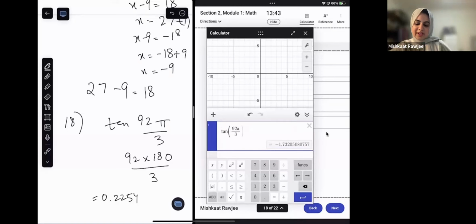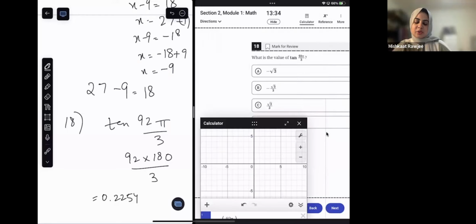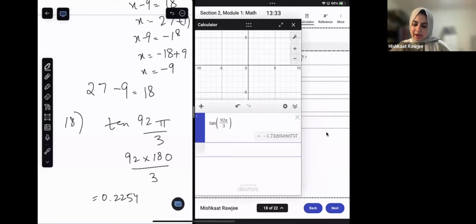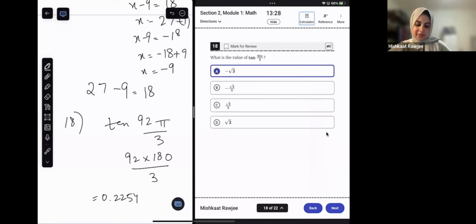Great. It's negative 1.732. So root 3 is 1.732. So if it's a negative, then it'll be negative root 3. So it'll be A. That took a while. Let's do the next one.